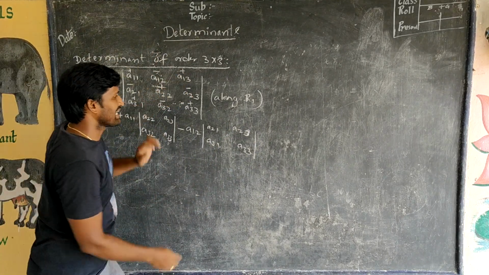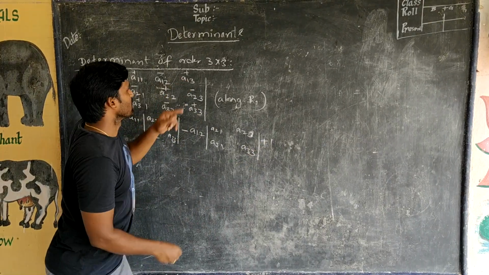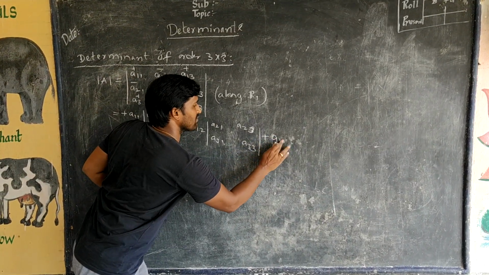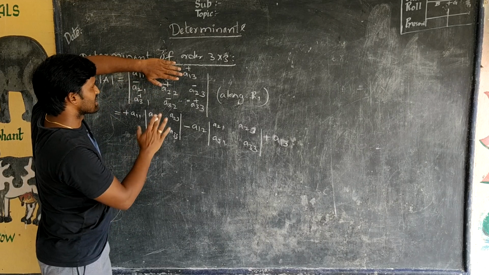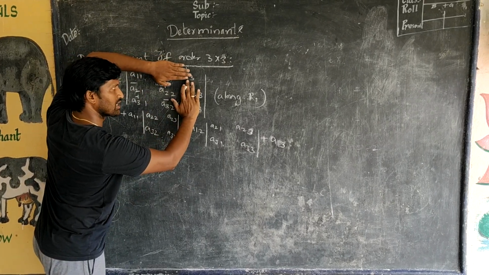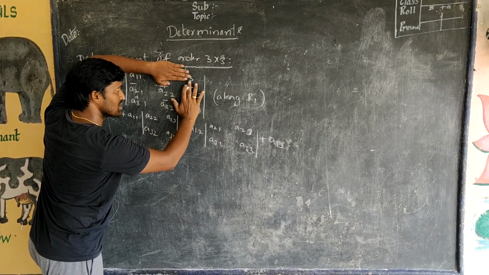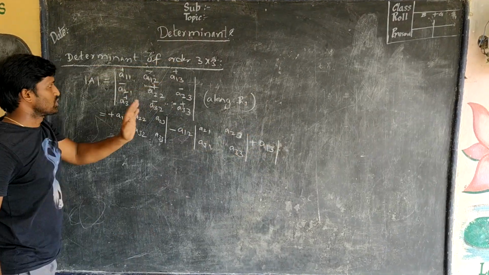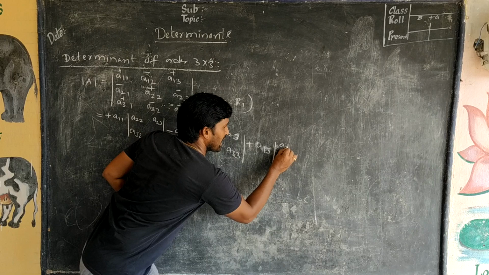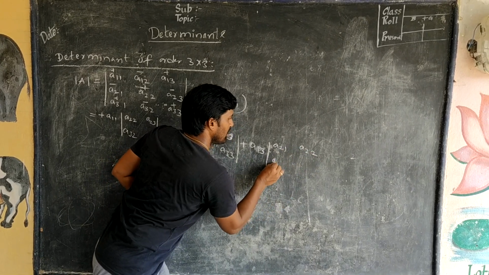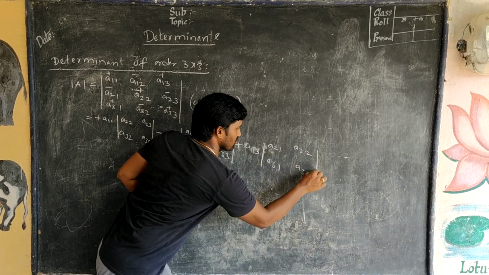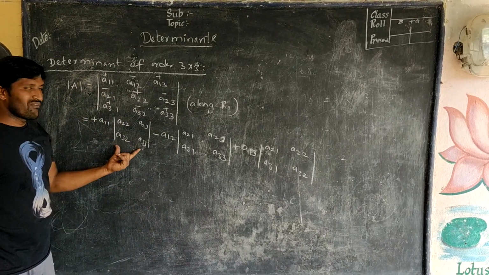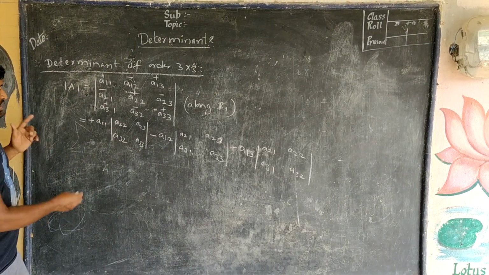Next, what is the sign here? Plus, multiplied by the element A13, which lies in the first row and third column. By deleting this first row and third column, the remaining elements that form the 2 by 2 determinant are A21, A22, A31, A32. We already learned how to evaluate a 2 by 2 matrix determinant.